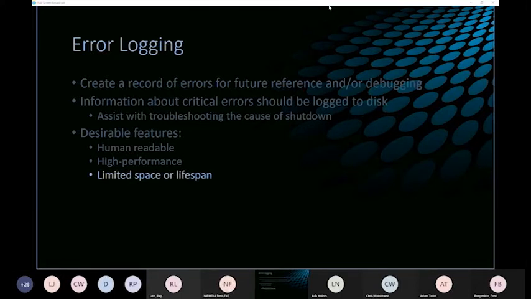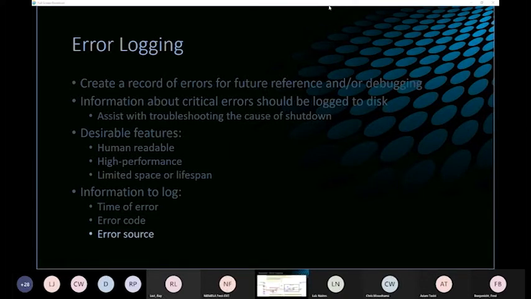Because whenever your code is running, you're logging things, and that file can grow. So you want to put in the ability to limit it based on file size, or keep the log files for a certain amount of time and then delete them, just so you don't fill up your hard drive. So what do you want to log here? The time, that's always important. The error code that happened, and the source of the error.